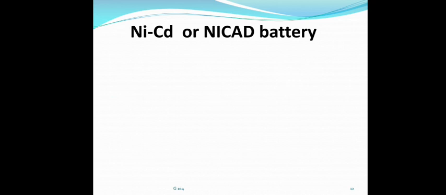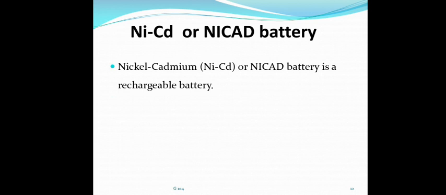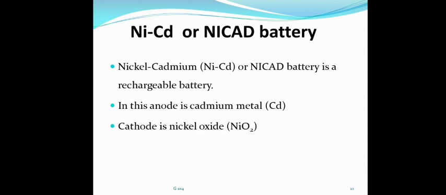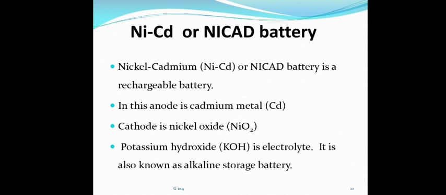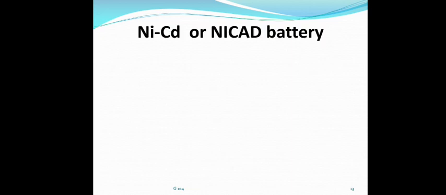The next one is a secondary cell, that is the nickel cadmium battery. It is a rechargeable battery. In this, anode is cadmium metal, cathode is nickel oxide. The potassium hydroxide is the electrolyte. It is also known as alkaline storage battery. So, the nickel cadmium battery.